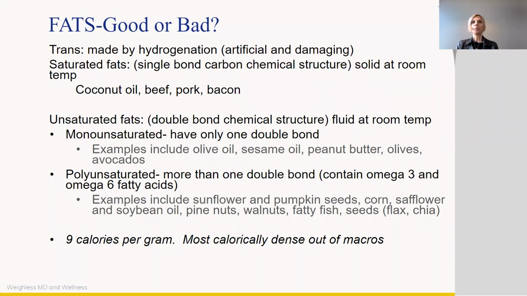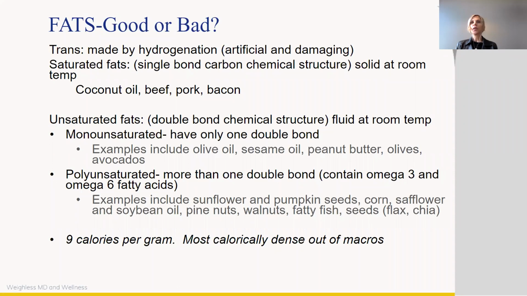So they're artificial. Saturated fats are a single bond carbon. So these types of fats become solid at room temperature. So that would be like your coconut oil, beef oil, bacon fats will become solid. And so then you have your unsaturated fats, which are double bond. It's a double bond chemical structure, and these are fluid at room temperature.